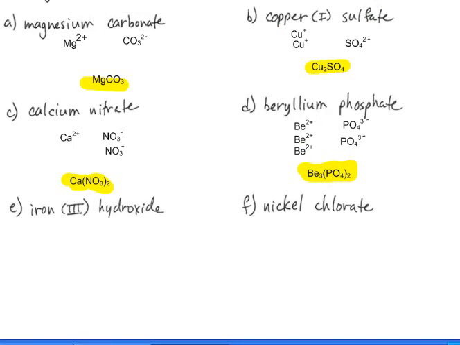And that really is as complicated as it gets when you have one that has the lowest common multiple of 6. Okay? What I think I'll do is stop this video here and continue on with the part 2 session. In the meantime, see if you can figure out the remaining 2 here, iron 3 hydroxide and nickel chloride, the formulas for those.